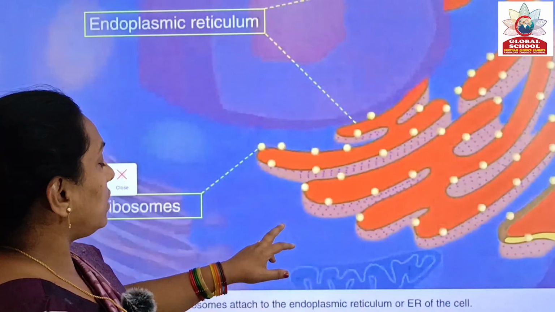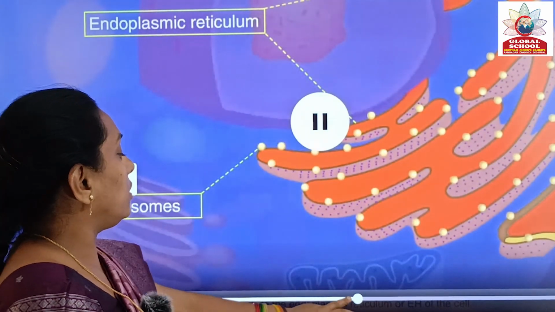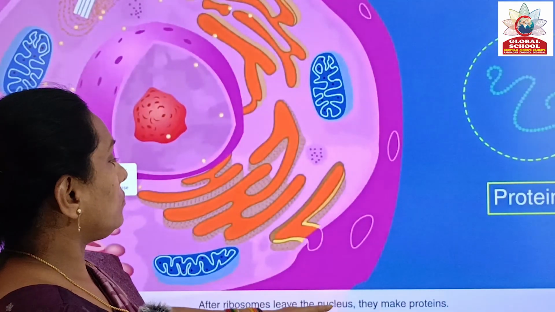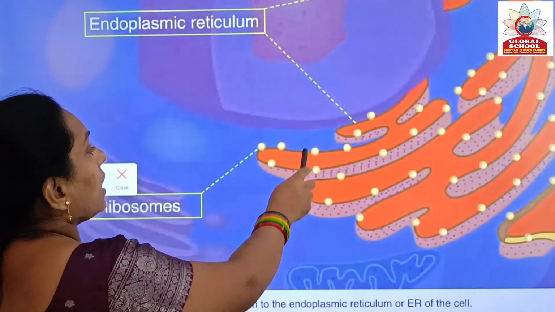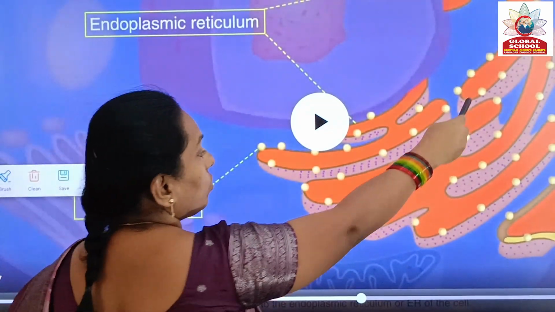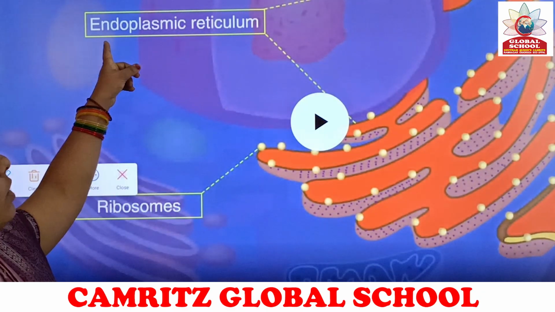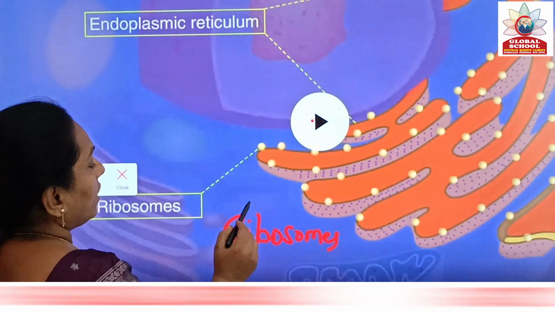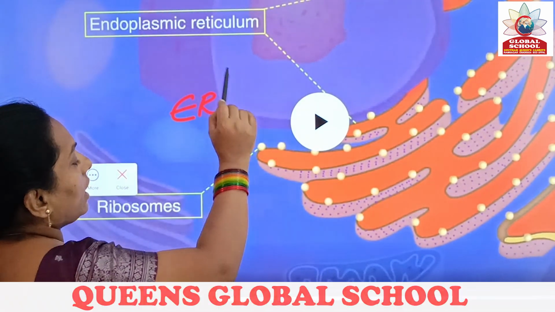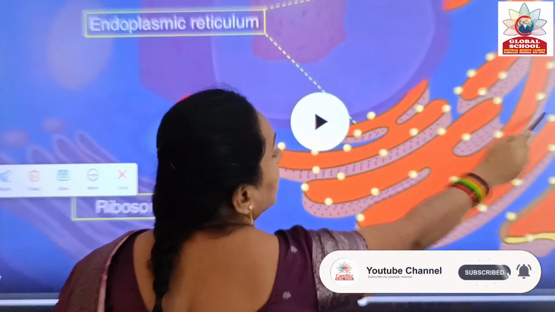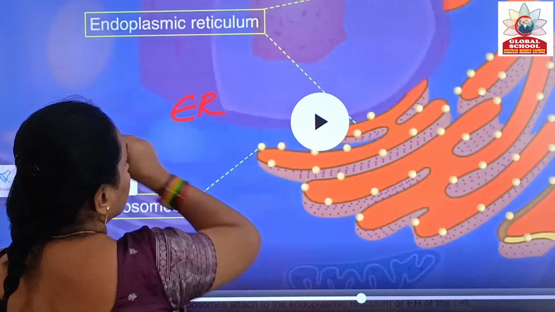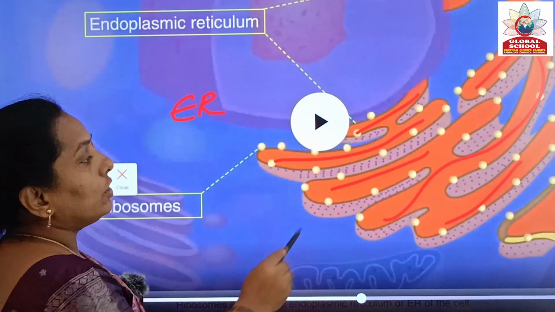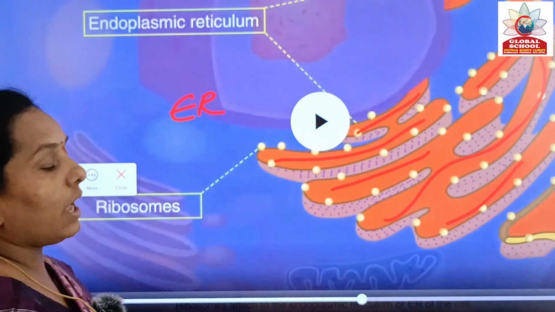Isn't it? So after leaving the nucleus, these ribosomes produce proteins, and here can you see, the ribosomes are attached to this. What do you call this one? Endoplasmic reticulum. In short, it is called ER. The orange one we call endoplasmic reticulum. To this one, the ribosomes will be attached.